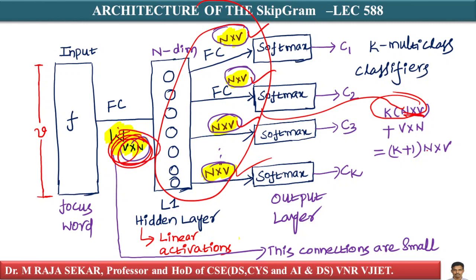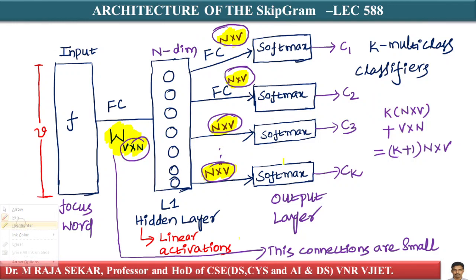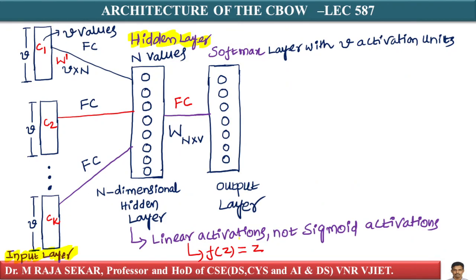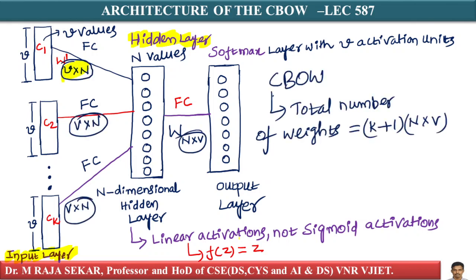Here I have V cross N. How many weights do you have in total? If you add this one, the total number of weights is K plus 1 into N cross V weights. Even in CBOW, just try to recall, you have a total number of weights of K plus 1 into N cross V.